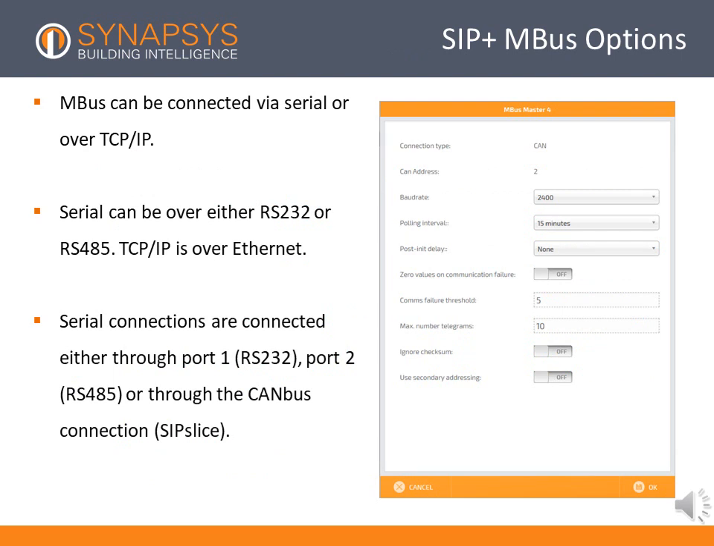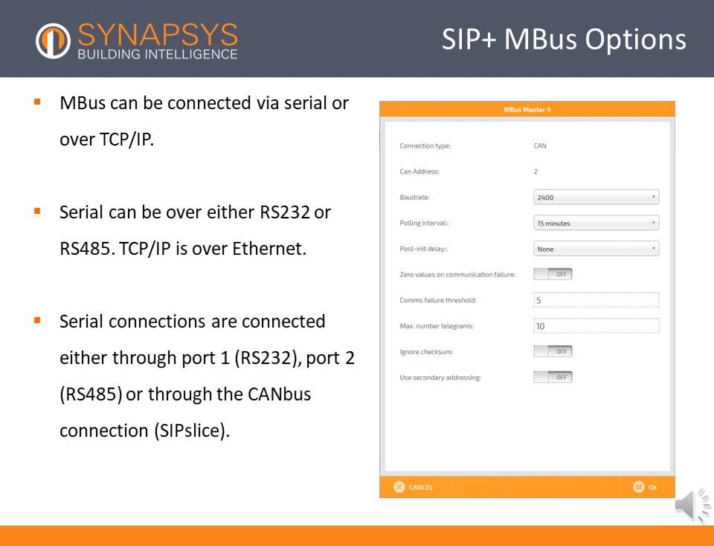MBus can communicate over serial using the RS-232 or 485 ports, or over TCP/IP using the Ethernet port. A key aspect of MBus is the requirement for a level converter after the MBus master. This can be a third-party level converter or a SIP slice from Synapsys solutions. Configure the port options depending on the type of connection required from the SIP plus to the MBus level converter.